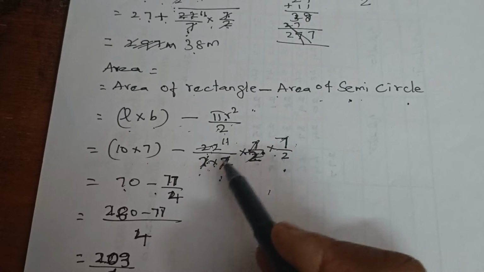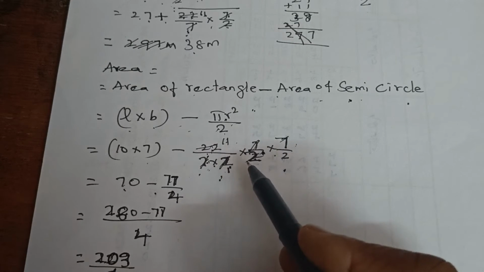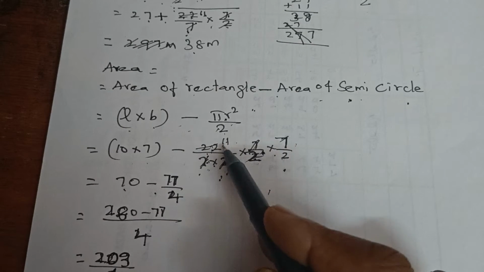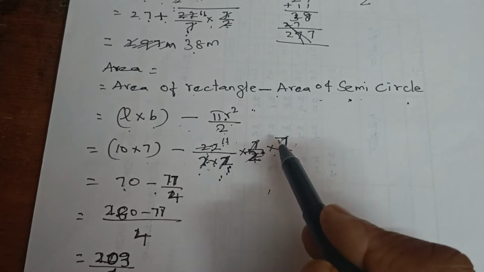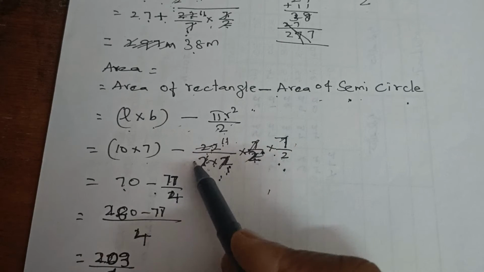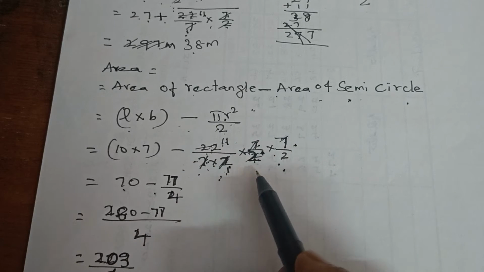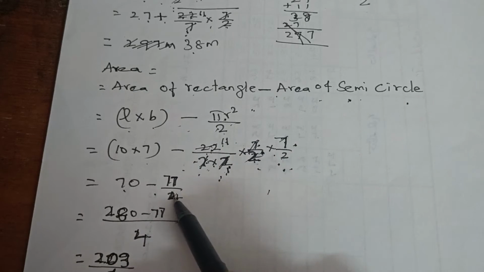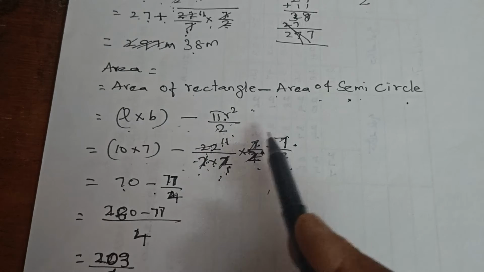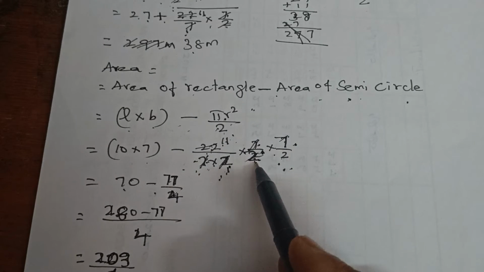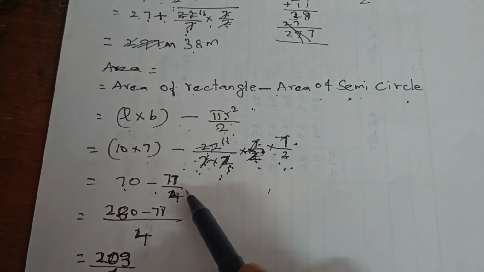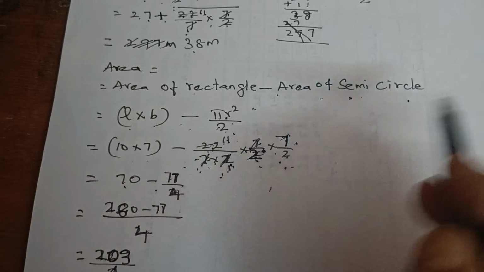Okay, we cancel 7 with 7 and 22 and 2. Ones are 2, 11s are 11. So this 7 by 2, this 7 by 2 we have as it is. This 7 only we have cancelled. So 11 sevens are 77, divided by 2 2s are 4. This 2 we have cancelled. 2 2s are 4 we have. So 70 minus 77 by 4.